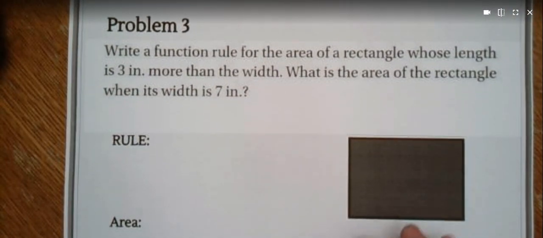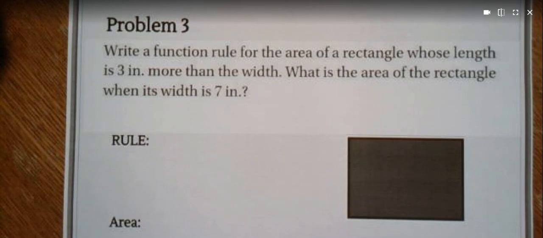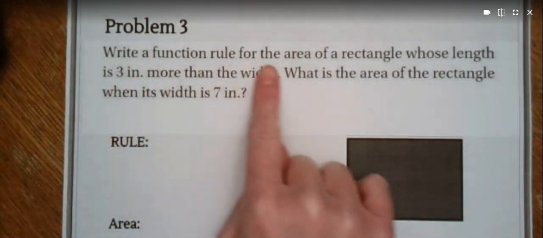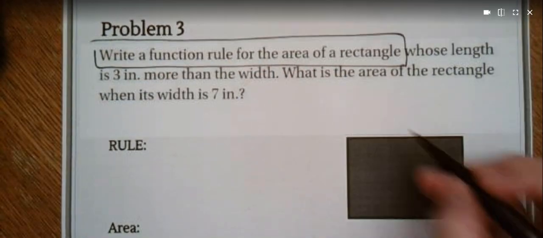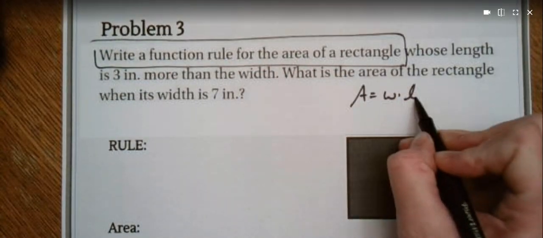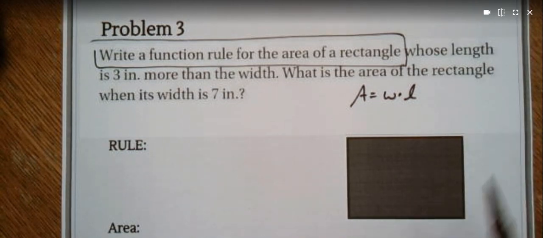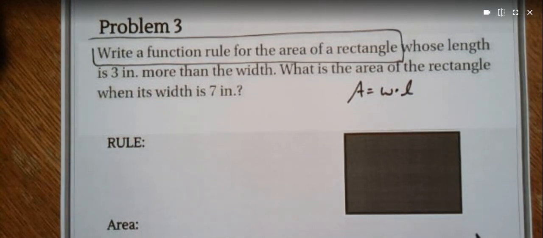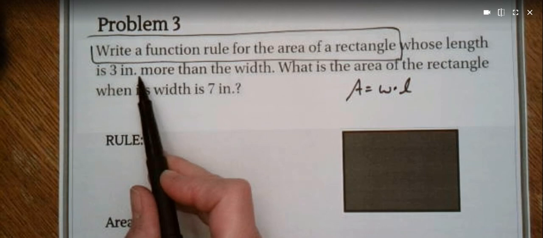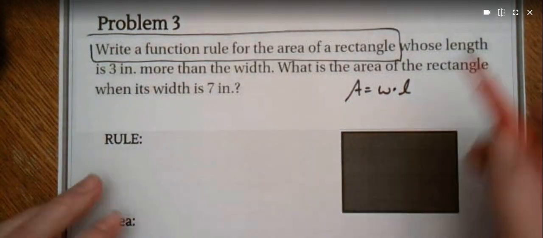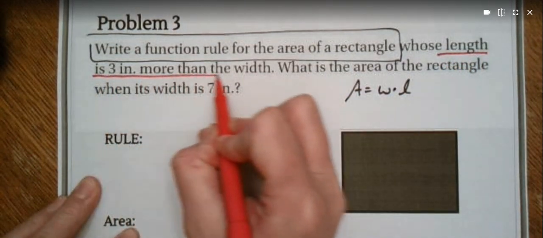There's number 2. I told you to get excited for number 3 here. Pay close attention to 3 because you're going to see a problem like this on your practice that's kind of tricky. Write a function rule for the area of a rectangle. Okay, remember with area of a rectangle, that's area equals width times length or length times width. But what specifically about this rectangle do they want us to write an area or an area formula for? So it says whose length is 3 inches more than the width. So important thing there, the length is 3 inches more than the width.